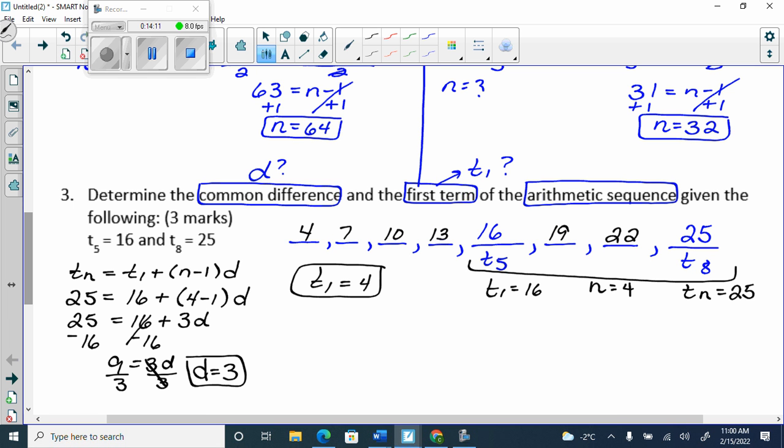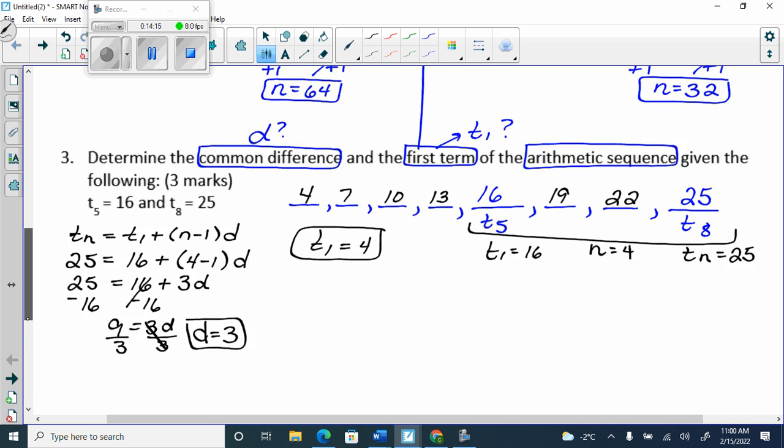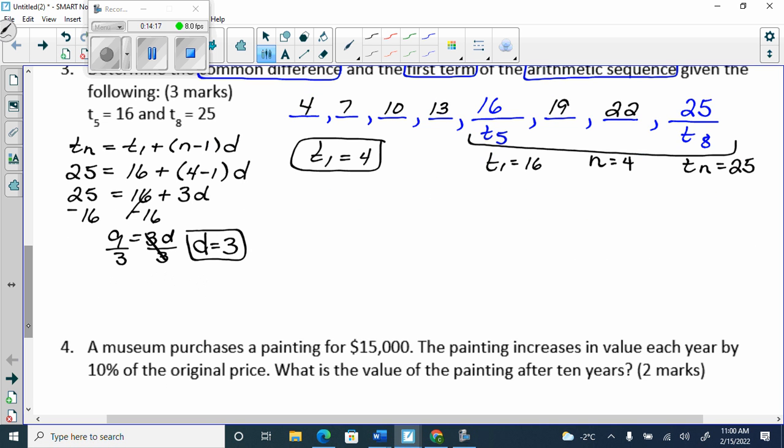It says, a museum purchases a painting for $15,000. Word problems are the hardest thing because you have to figure out, first off, if they're asking for sum or just the term, and you have to figure out if it's arithmetic or geometric. Okay? So let's go through. A museum purchases a painting for $15,000. What do we think that is? T1.